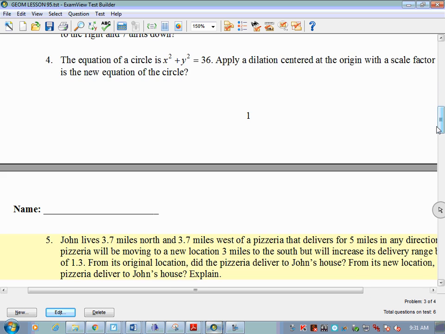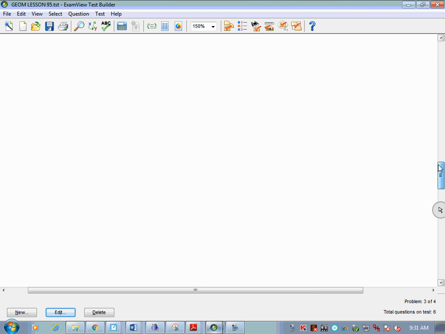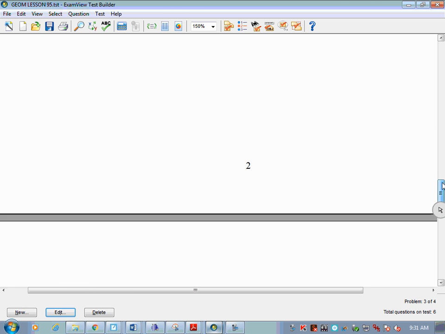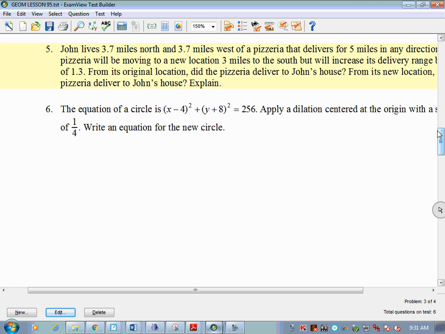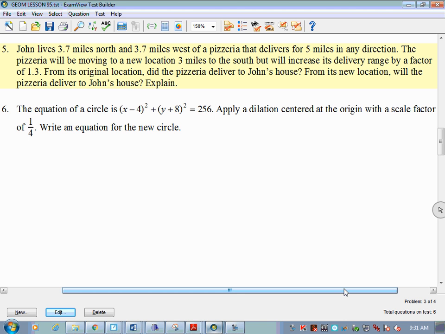All right. Let's see, 5 and 6, and that's it, right? Okay, John lives 3.7 miles north and 3.7 miles west of a pizzeria that delivers for 5 miles in any direction. The pizzeria will be moving to a new location 3 miles to the south, but it will increase its delivery range by a factor of 1.3 from its original. From its new location, will the pizzeria deliver to John's house now?